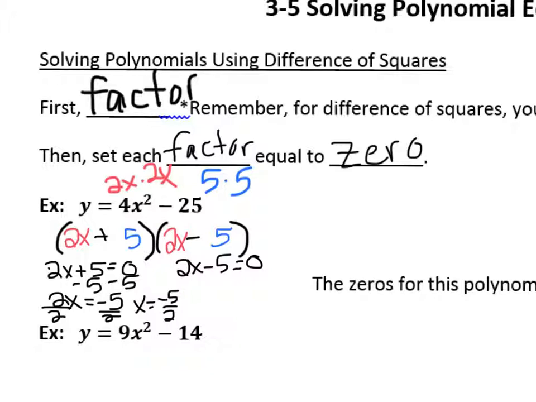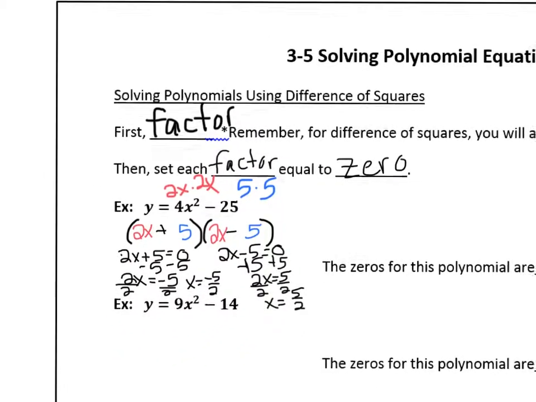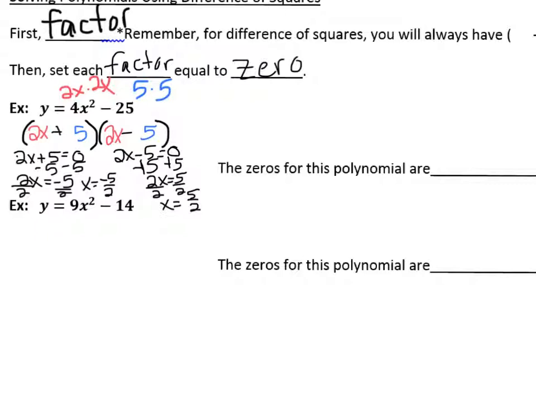Looking at our second answer, this time instead of subtracting 5, we're going to add 5. So I have 2x is equal to 5. Divide by 2. X equals 5/2. So my zeros for this polynomial would be a -5/2 and a +5/2. Sometimes you can also see this written as plus or minus 5/2. Just keep in mind you can write it either way.